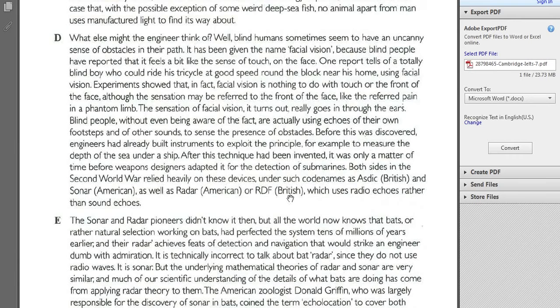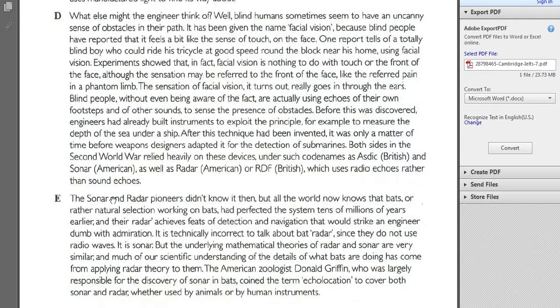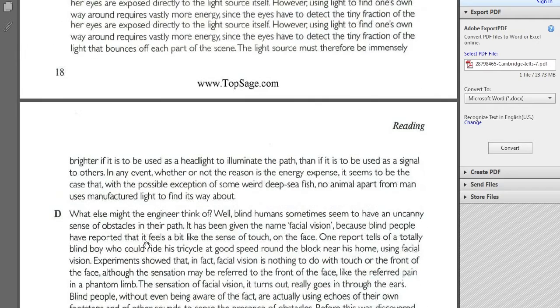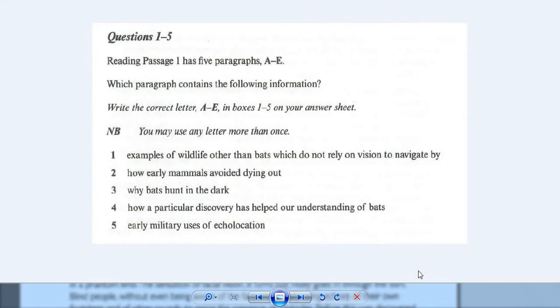American, British, sound echoes. So what I kind of do is dance through the paragraph, catching key words. And this will help me get a feeling for where I can find answers when I read questions. Okay? Now, let's take a look at some questions. I'm not going to do all the questions, but I'm going to give you some examples.